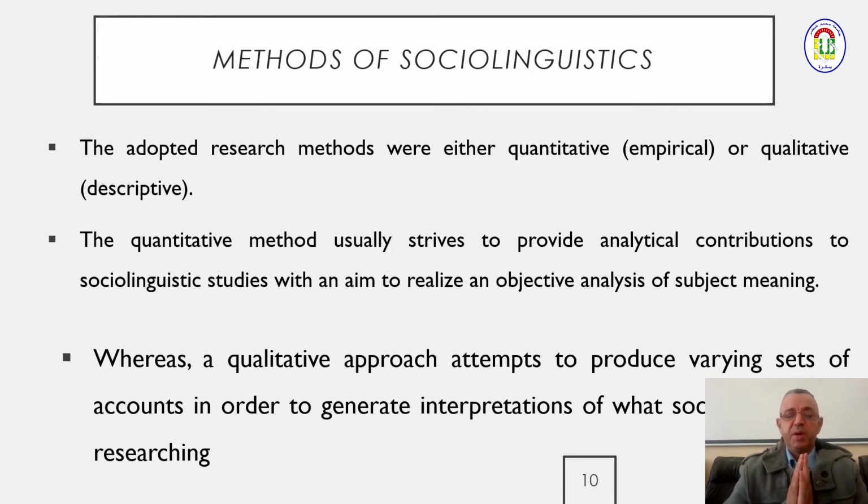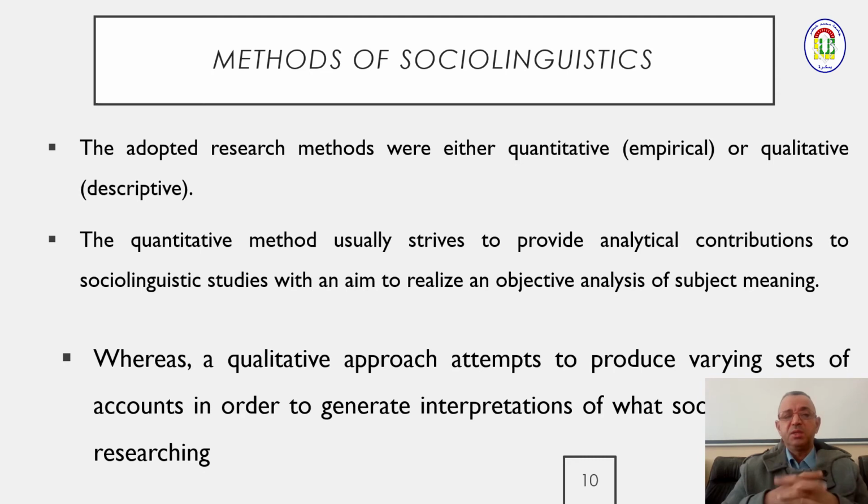Let's move now to the second part of this second part of the introduction to sociolinguistics, that is the methods of sociolinguistics. Generally, the research methods used in sociolinguistics are either quantitative, empirical, or qualitative, descriptive. So in sociolinguistics, there are two types of research methods. Concerning the quantitative research methods, generally we talk about measurement and testing. It's more objective, more scientific. There is more scientific rigor within the quantitative research.